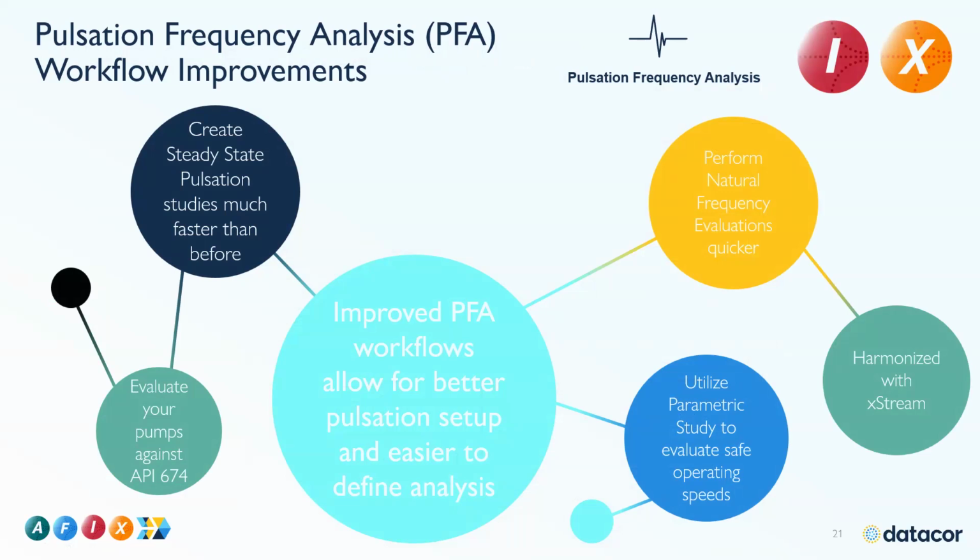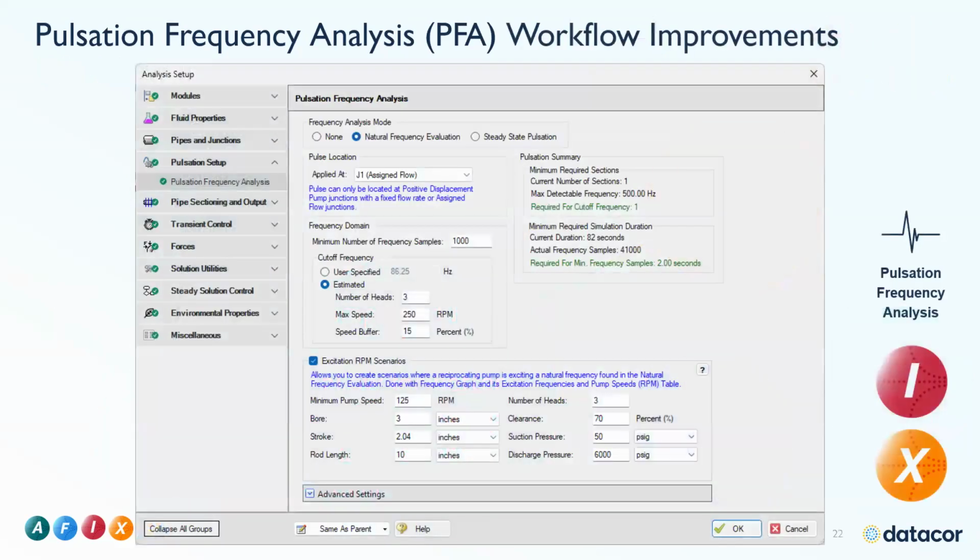Our next feature for Impulse and xStream is the Pulsation Frequency Analysis workflow improvements. This is specifically for the Pulsation Frequency Analysis, or PFA, module, which is an add-on for Impulse and xStream. This is particularly important, especially with reciprocating pumps, when it's important to consider excitation frequencies and pulsation effects on the system. The Pulsation Frequency Analysis group has been consolidated into a single item in the analysis setup.